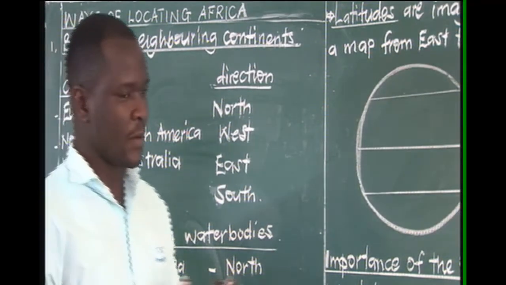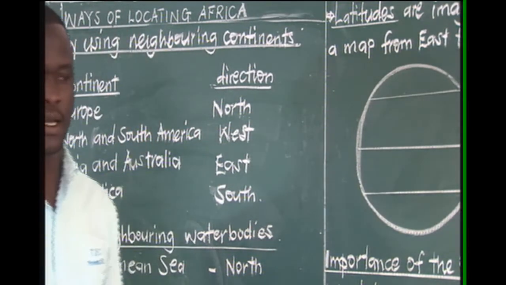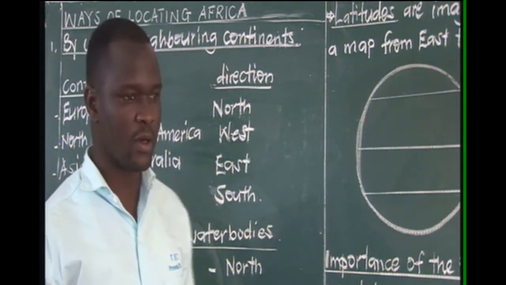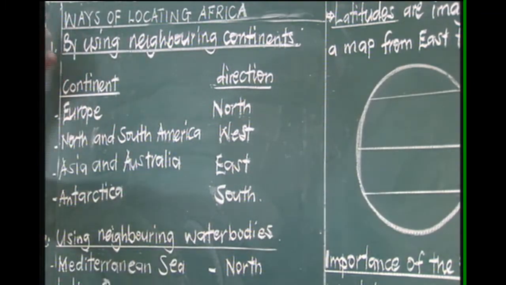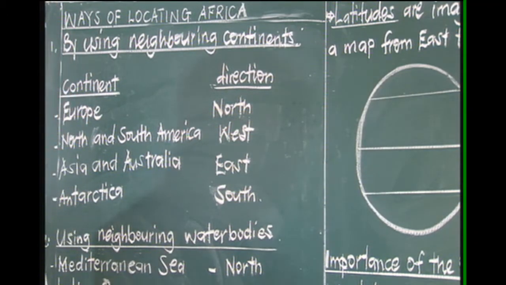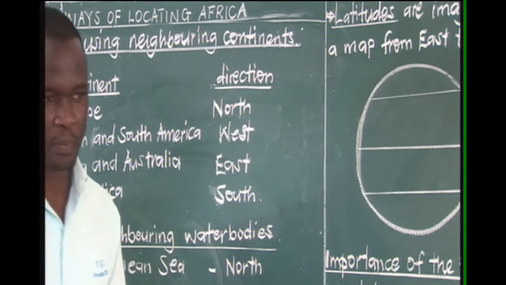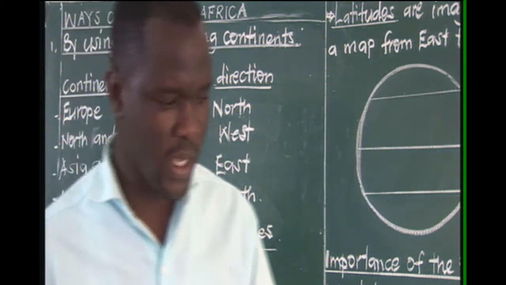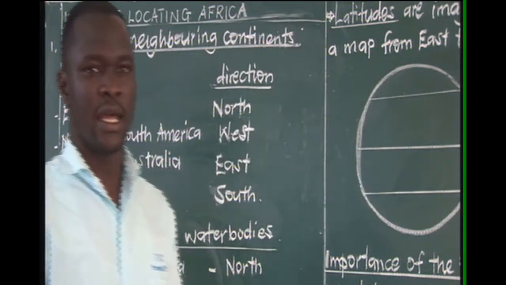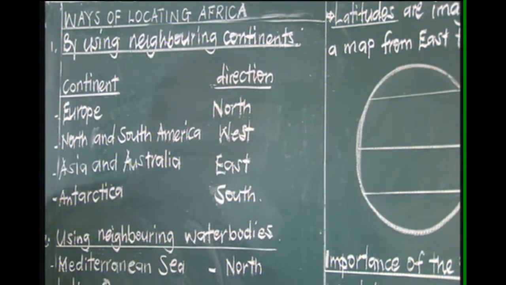So, like we said, Africa is found in the center of other world continents. We are now going to look at how we locate Africa, ways of locating Africa. Now, when we are going to locate Africa, like we say, location can mean where something is found, or a process of finding the position of something. Now, we are going to be locating Africa using the following ways.